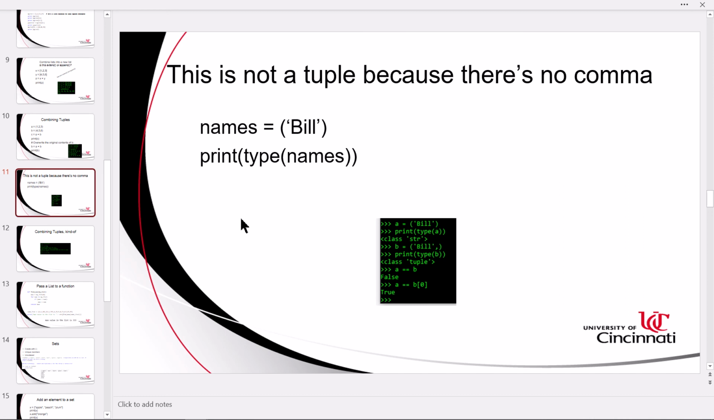Slide 11. We can create a tuple just like we create a list by using the parens, where the list used the square brackets, remember. But we have to put that extra comma in there even if there's only one element in the tuple. Therefore, in the example on the slide, we're actually creating a string even though it's got the parens around it, and it almost looks like a tuple, but it's not.